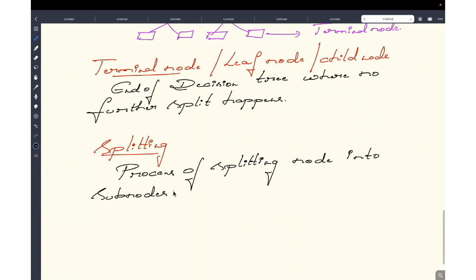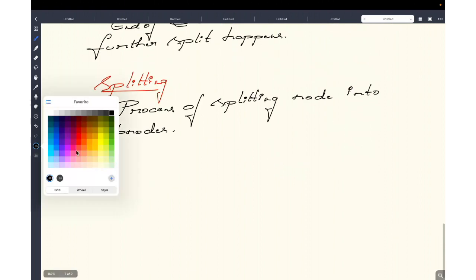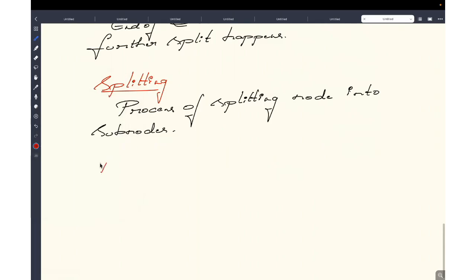Okay. Then next important thing. We know that when it comes to a tree, obviously there will be a branch, right? A terminal node will not be split, right? Okay. Every other node will split except terminal. Terminal is like a child. It's the end result.